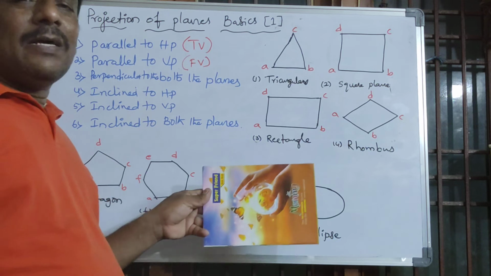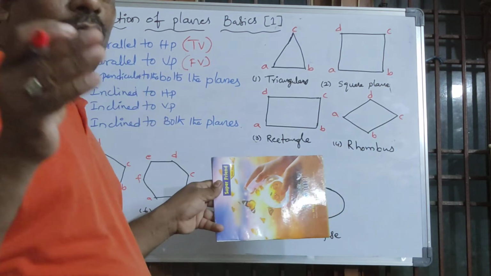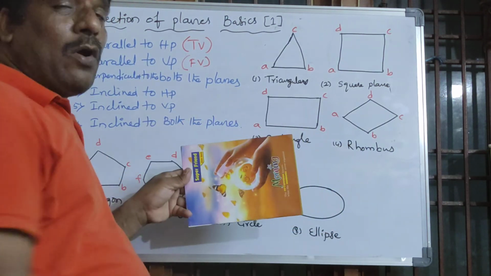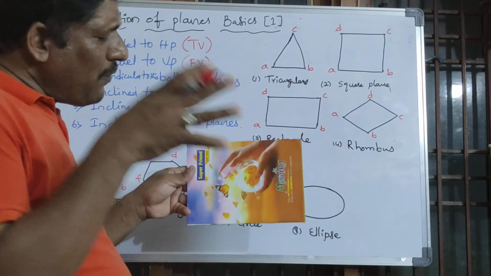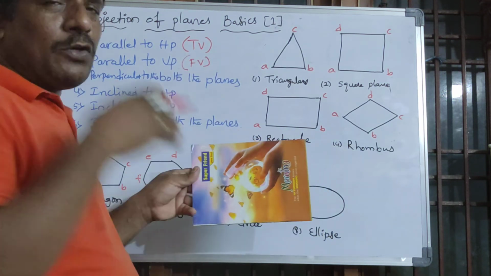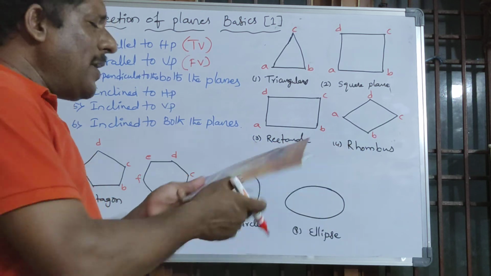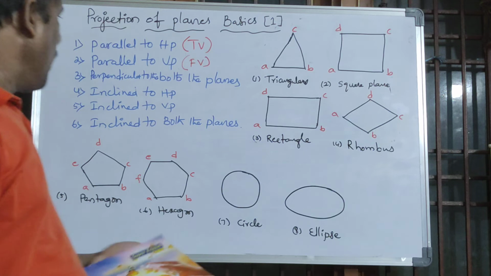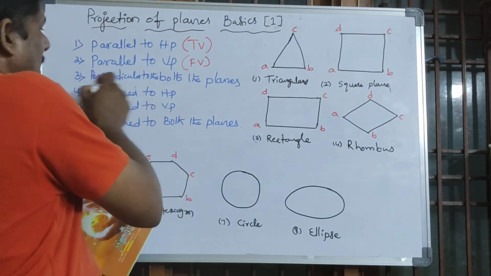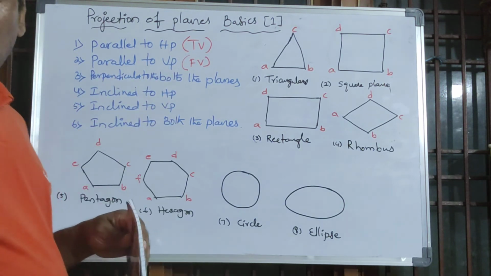So in planes, the main thing is from which view you are getting the full view; you have to go for that first, whether front view or top view. Suppose from the front view you are getting the full view, first you go for front view. If you are getting the full view from top view, first you go for top view. Now the third condition is the plane is perpendicular to both the planes.